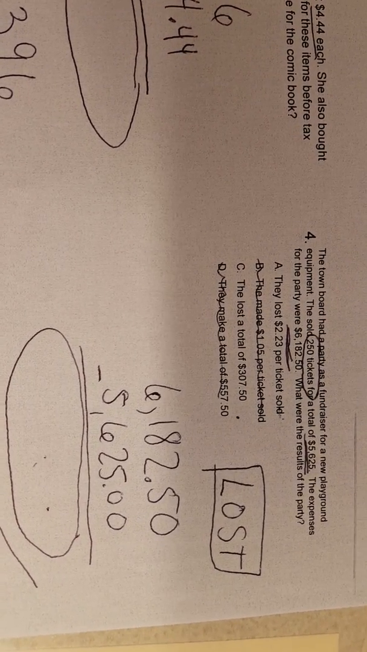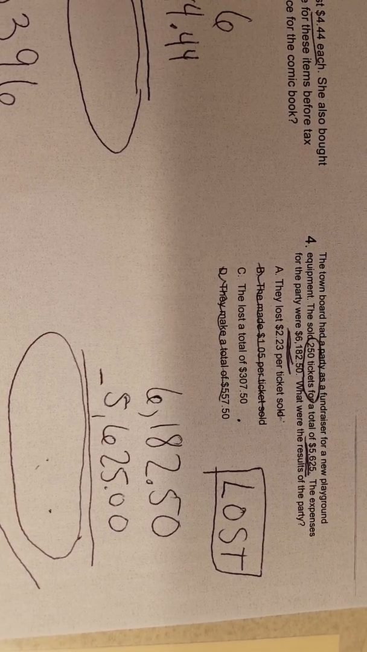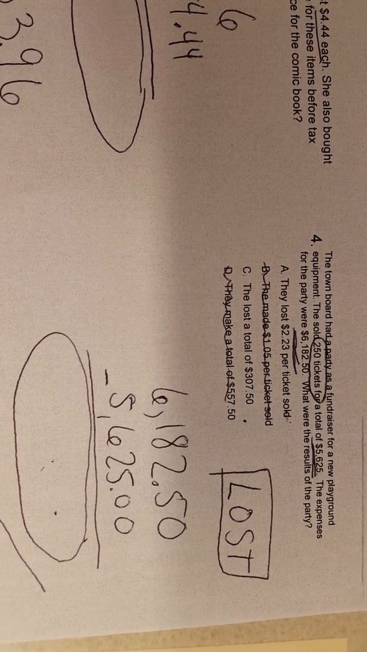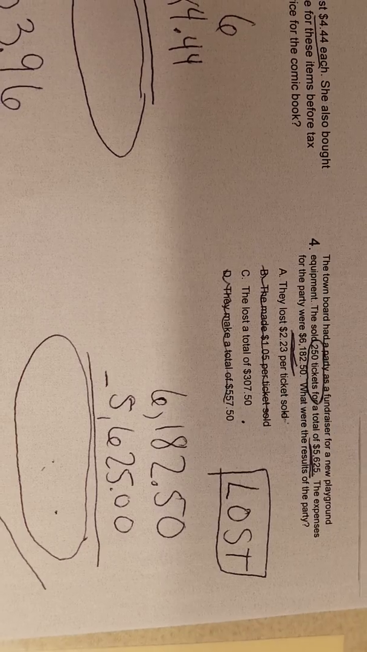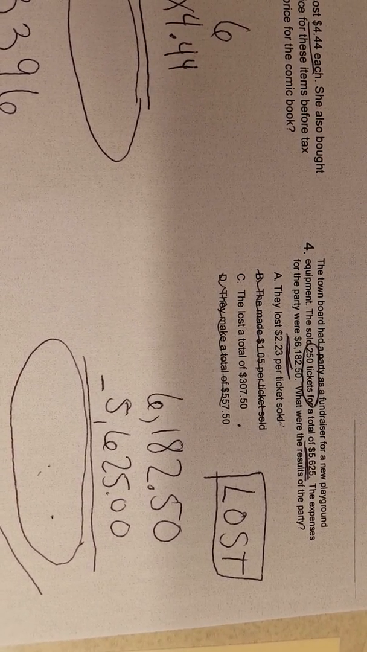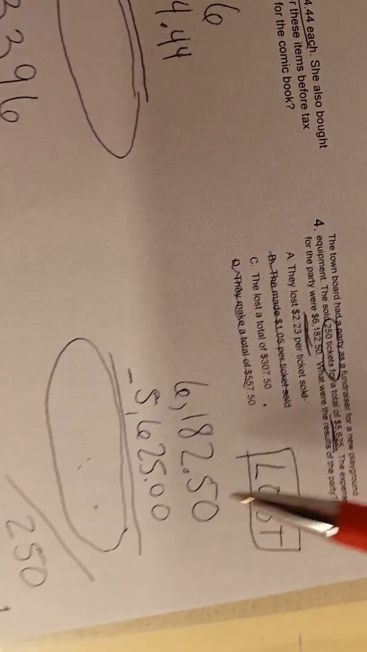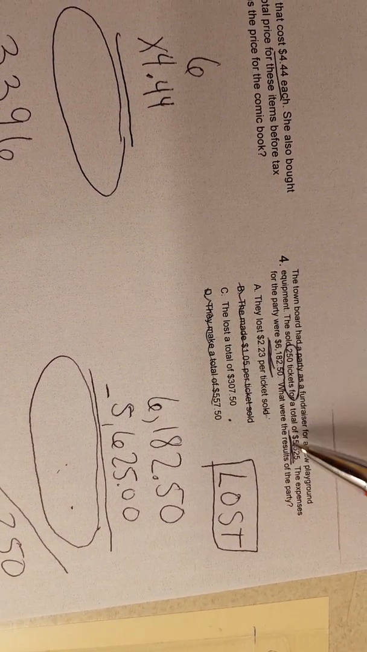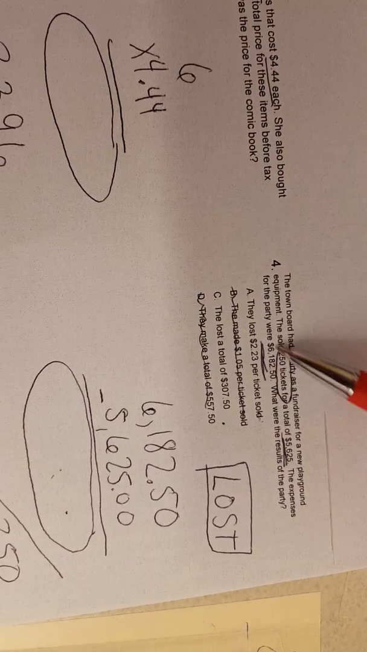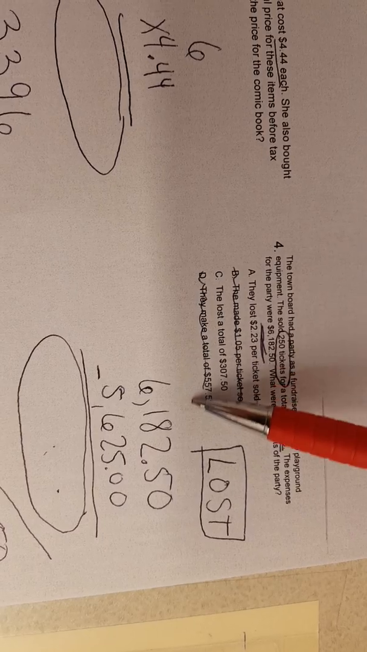So number 4, talking about this fundraiser. You're selling tickets, 250 tickets for $5,625. The expenses cost you $6,182.50. So I don't know about you, but if you think about it, if you're making this much money and spending that, you lost money. So you can cross out B and D.